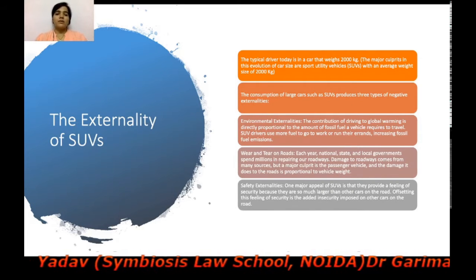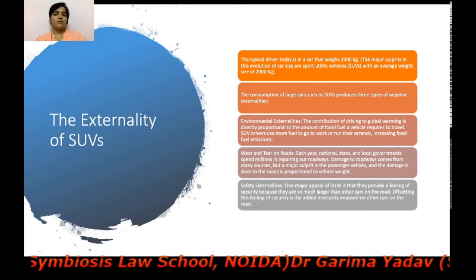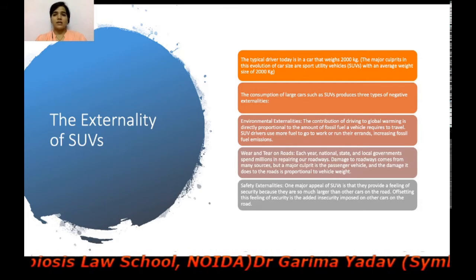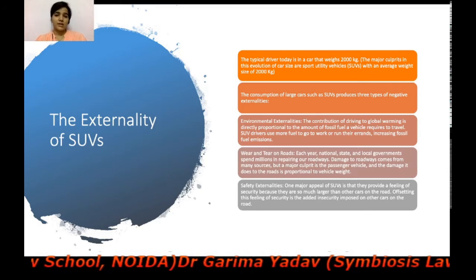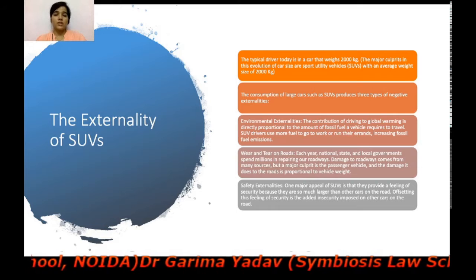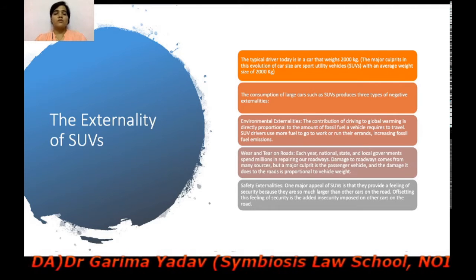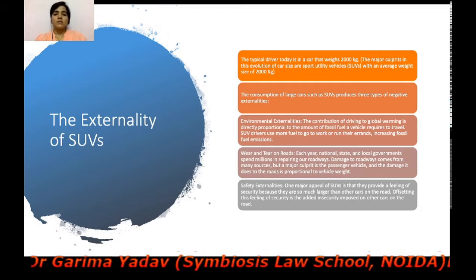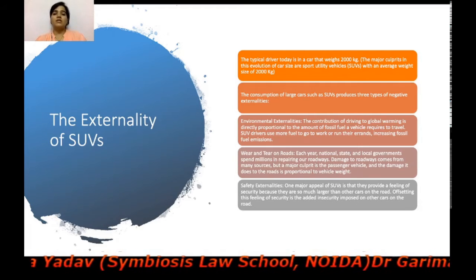For example, using a car and emitting carbon contributing to global warming. Let's take an example of a car that a typical driver, let's say, drives today that weighs around 2000 kgs, and it's an SUV. The major culprits in the evolution of car size are the sport utility vehicles or SUVs, having an average weight of 2000 kg. Now, the consumption of such large cars produces three types of negative externalities.